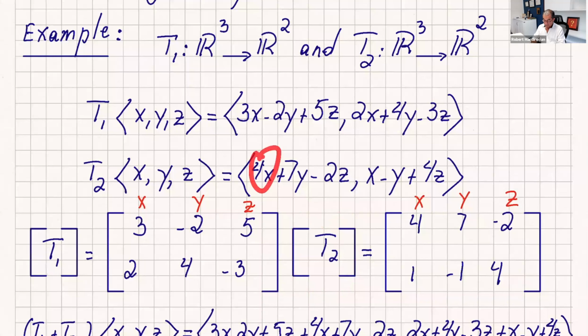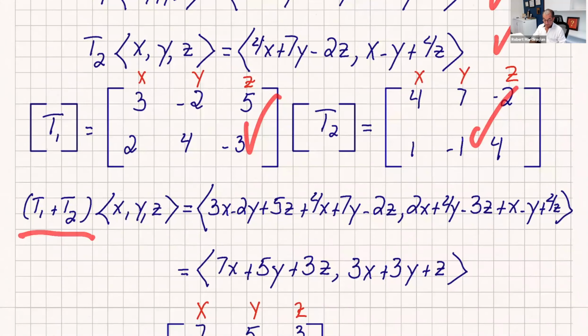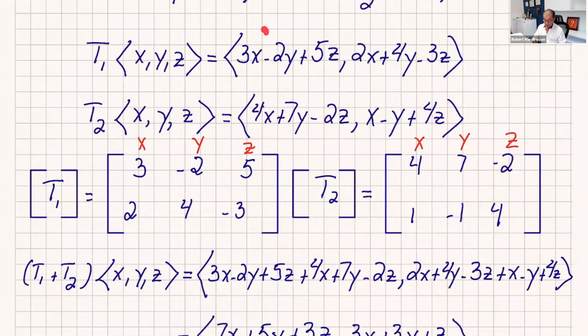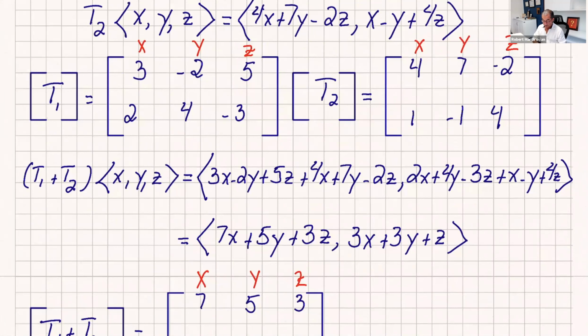You can write the matrix also for T2, and that's what you get. Again, for x, you have 4, 1. I'm sure you know that by now. Watch my previous videos. So we have the transformations and their matrices. Now, if you add these two transformations, you can just take that plus that, the first component of the vector and the second component.